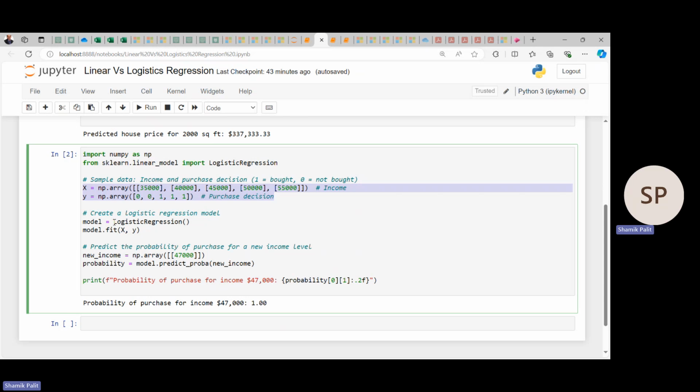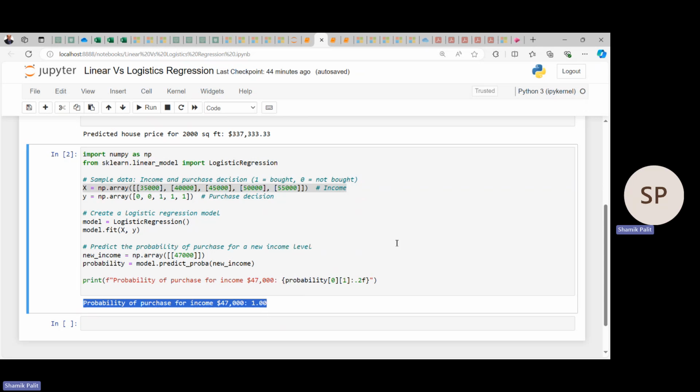Here we have taken a specific logistic regression model. Finally, we are predicting for a new data point, which is not available in the corresponding data set. We have received an output showing the probability of a buyer with a salary of $47,000 purchasing the house, and we can say that the decision is 1. It means it's a positive decision.